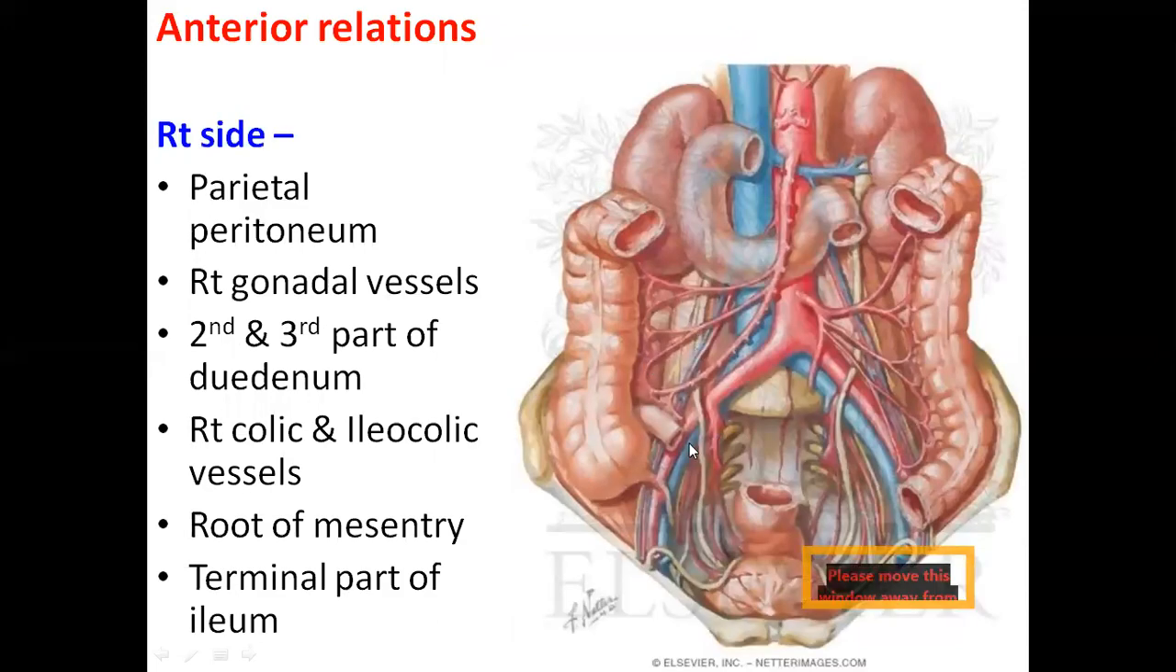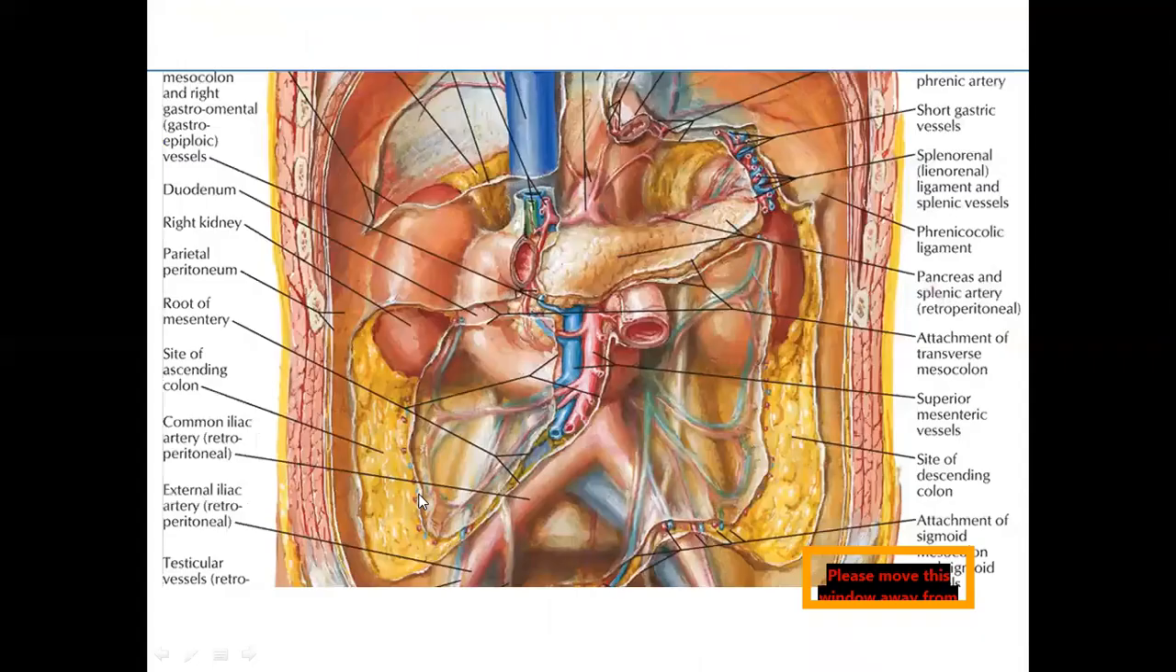Now, see, this is the right ureter. When you talk about the anterior relations of the right ureter, it is related to the parietal peritoneum. This is the right gonadal artery, that is, the right gonadal vessel coming from the abdominal aorta. Then the second and third parts of the duodenum. This is the second part of the duodenum, this is the third part of the duodenum. This is the outline of the right ureter. Okay, then this is the right colic artery and we have the ileocolic vessels, then the root of the mesentery and the terminal part of the ileum. This is the terminal part of the ileum.